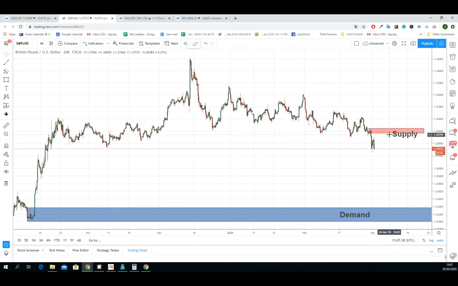The target will be this demand here at the bottom, and as you can see, it's probably more relevant for swing traders. And this demand here is not only the target, it's also a great level for a buy position. Okay.